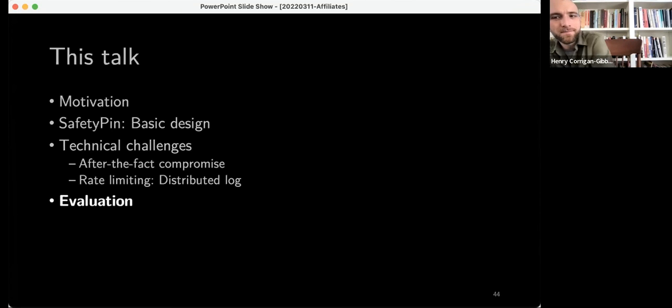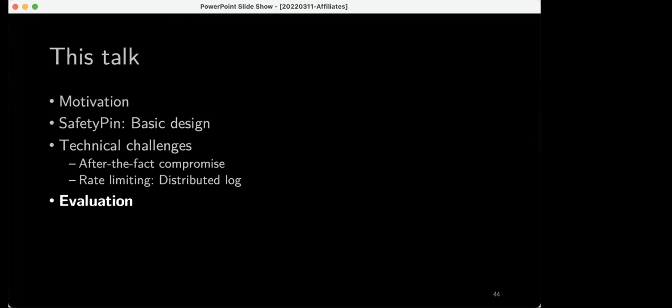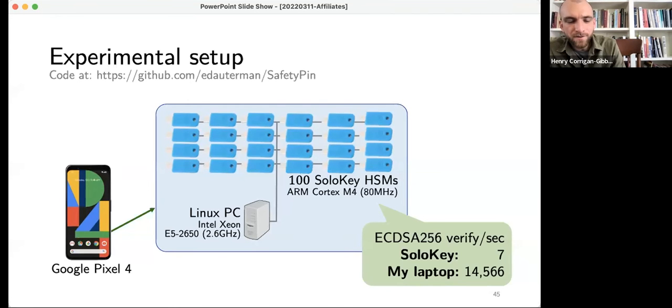So let me talk now about the experimental evaluation. We were really interested in getting this to work in practice on real HSMs. And one property of HSMs is they're pretty computationally limited devices. I already talked about them being limited in storage space, but they're also limited in computation typically. So to see how this might work in practice, we got 100 of these Solo Key devices, which are super low cost HSMs. They run at 80 megahertz.